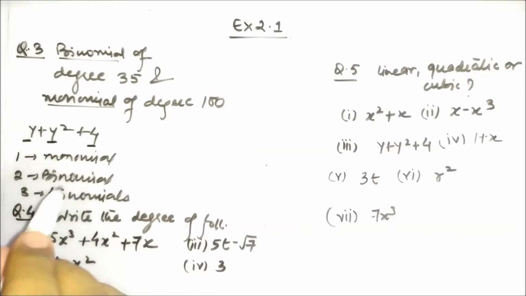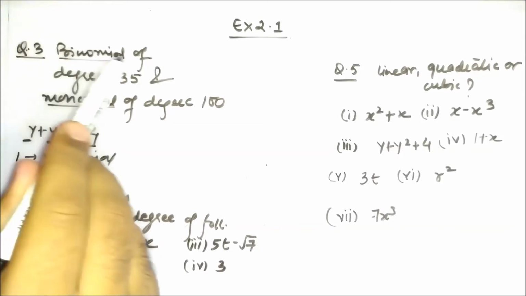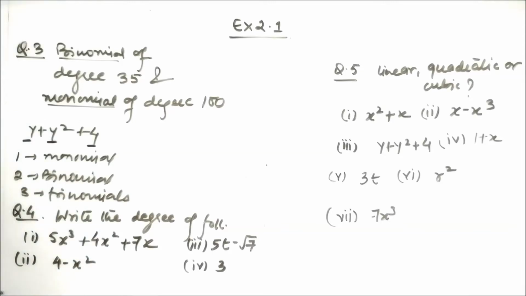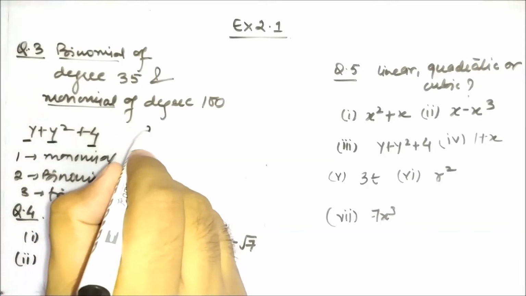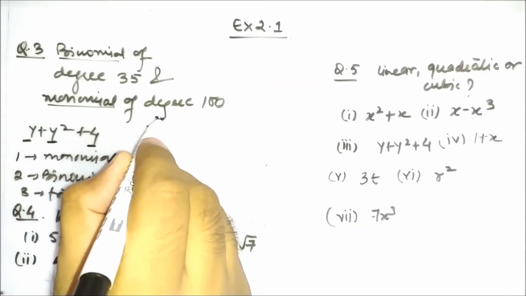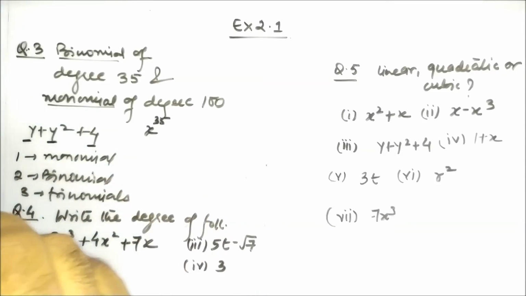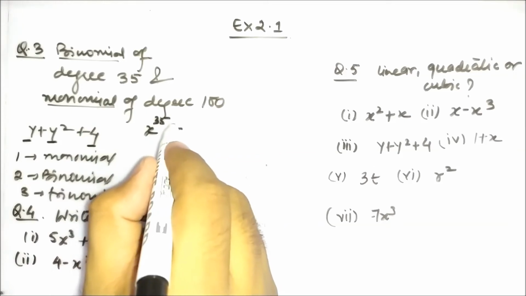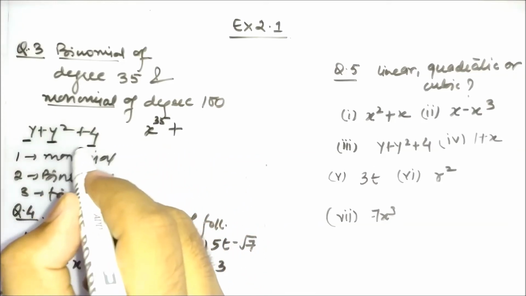Okay, like this it goes. So we have to give an example of a binomial with degree 35. Degree 35 means, let us assume x as the variable, the highest power of the variable will be 35 only. And next, if you are taking a variable, you have to take the power less than 35.